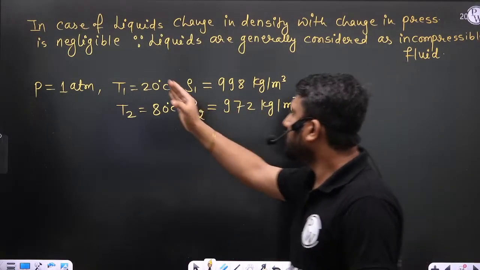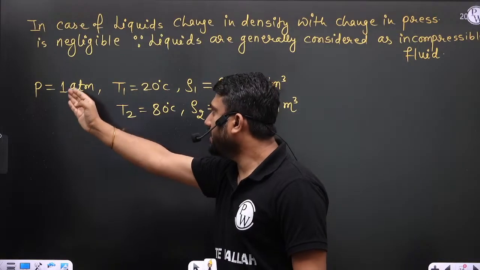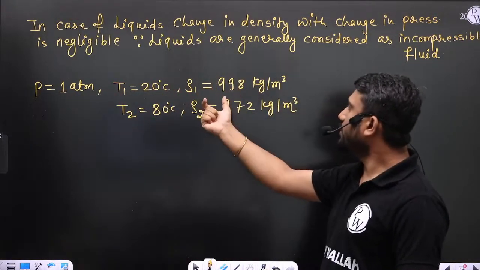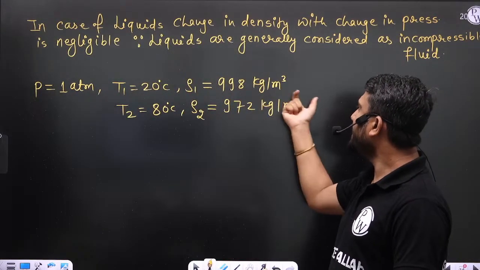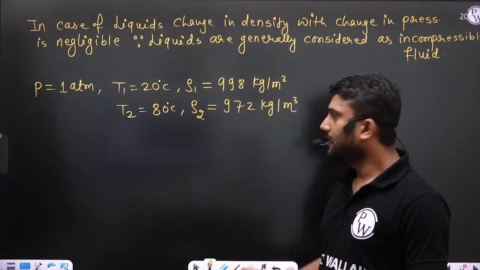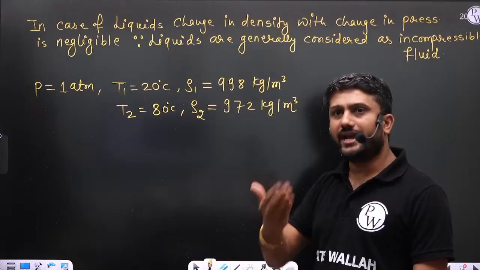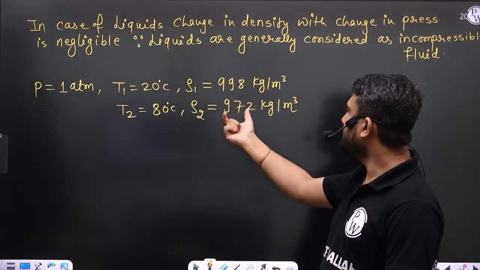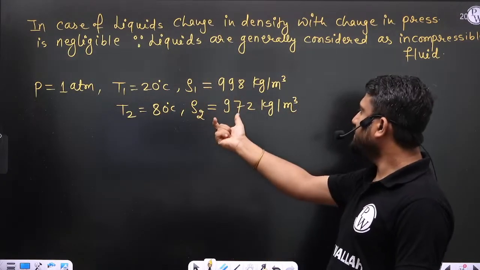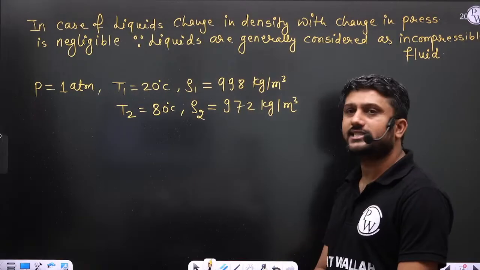Corresponding to a particular pressure, when the temperature is 20 degrees Celsius, the density of water is 998 kg per meter cube. When you increase the temperature, density decreases. So at 80 degrees Celsius, the water density is 972 kg per meter cube.